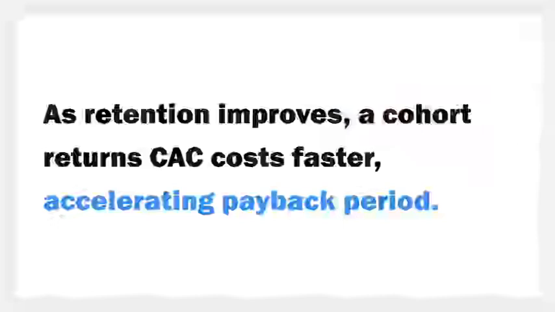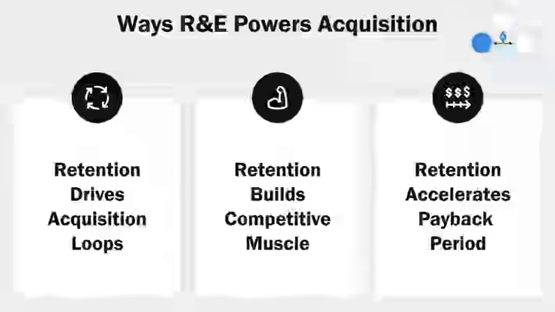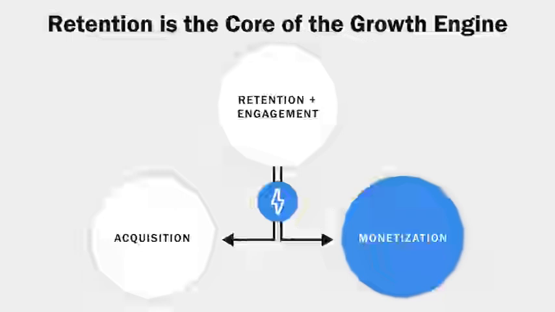So this is a very simple concept. If I took two different cohorts and one cohort retained a greater percentage of users, I'm going to get more money back at a faster pace from that cohort and then be able to reinvest that in acquisition at a faster pace. All right, so we know how retention engagement powers acquisition. It drives our acquisition loops. It helps us build acquisition competitive muscle. It also helps us accelerate payback period, which helps us reinvest in growth faster. In the next lesson, what we want to talk about is how retention and engagement powers the other component of our model, monetization.